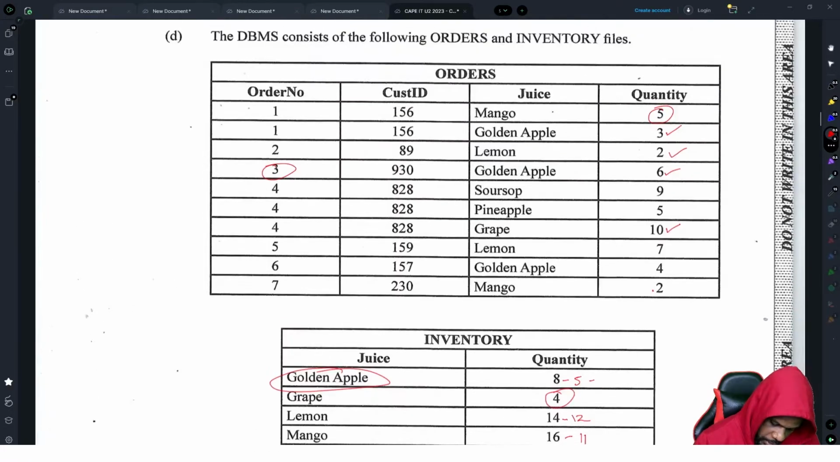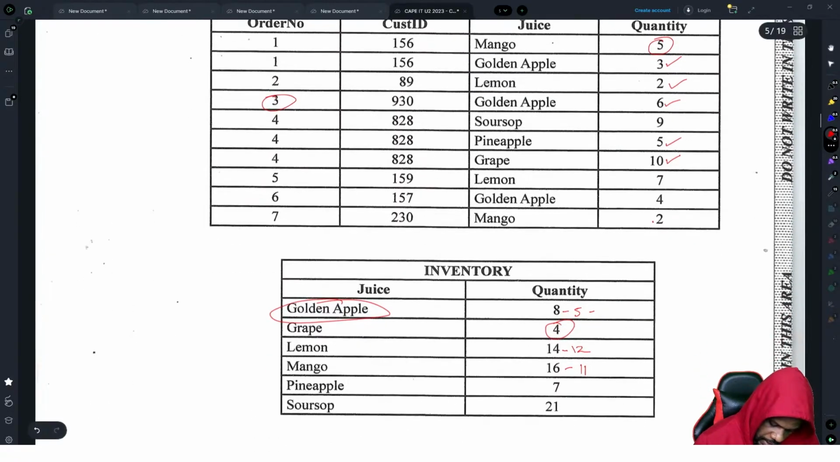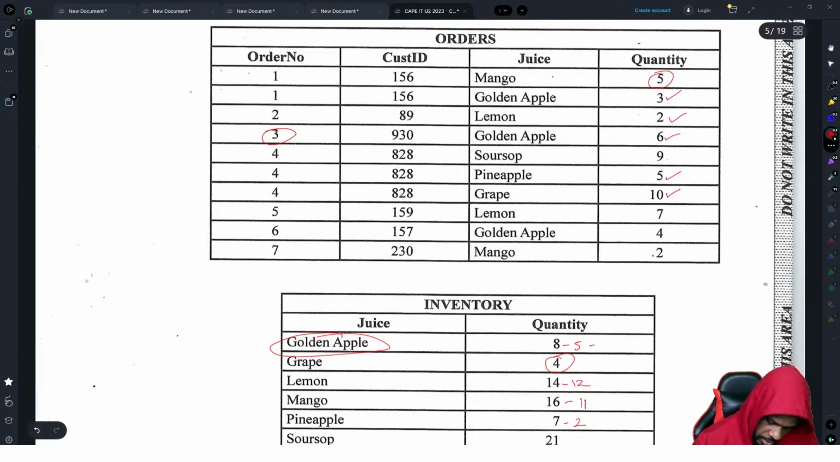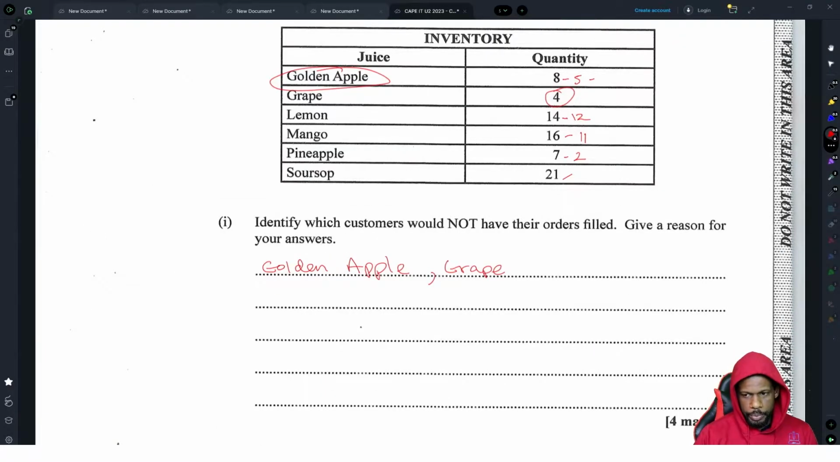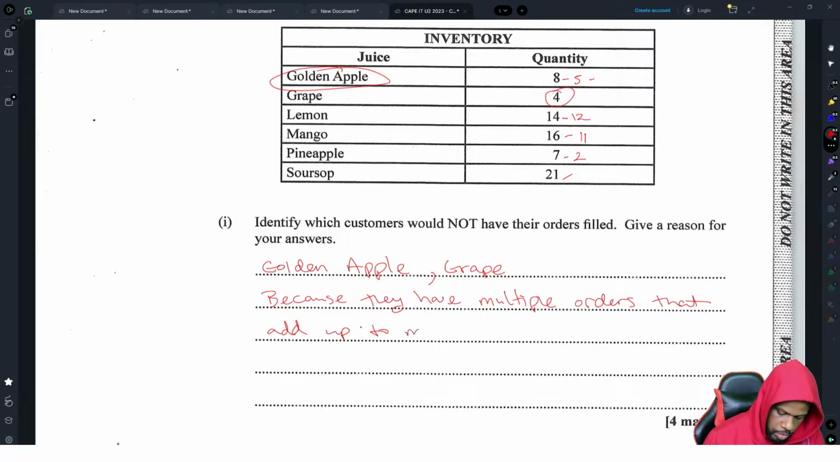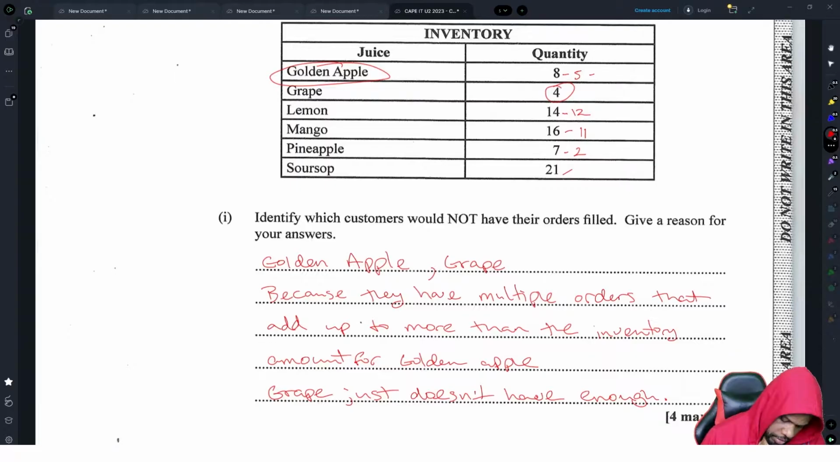And what else do we have? Pineapple. Pineapple has 5 to start off with here. 7 take away 5 will be 2 left. We only have 1 pineapple, so pineapple is okay. Soursop 9. Soursop will be 20. Yeah, that's good. Okay, so only two will be a problem, golden apple and grape. Those will be the 2. Reason: because they have multiple orders that add up to more than the inventory amount. And golden apple and grape just don't have enough, essentially.